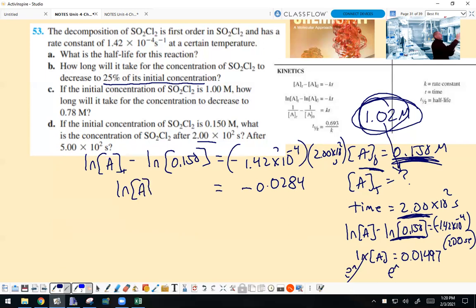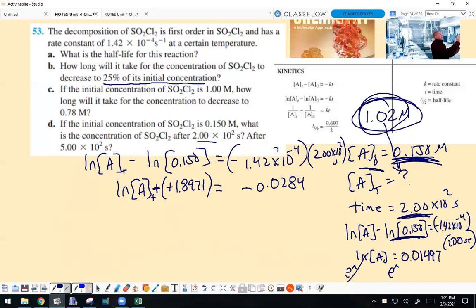Oh, I see what I'm doing wrong. I've divided it. Hopefully you're yelling at your screen. I just figured out what I did wrong. So ln of 0.15, this is -1.8971. So there's that number again. So here's what I did wrong. I divided, and that's why I was getting the wrong answer. But remember, this is subtracted. So that means plus the opposite.